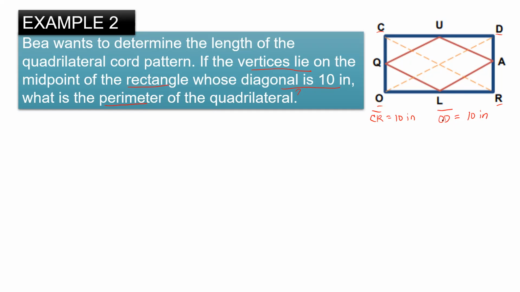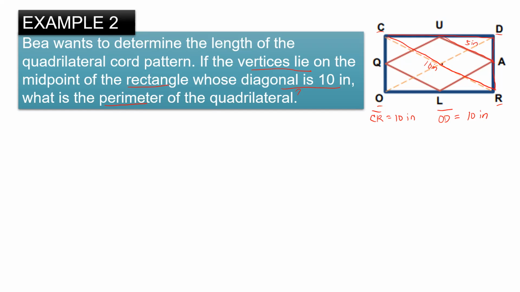Let's use the midline theorem. So as you can see, it forms a triangle. We have triangle CDR. So the diagonal will serve as the third side of this triangle. So CR is equal to 10 inches. What would be the measurement of its midline? UA. Okay, very good. This is 5 inches because 10 divided by 2 is 5 inches.